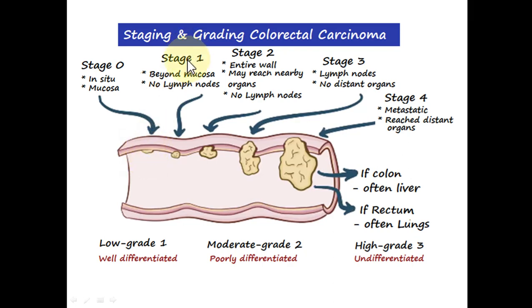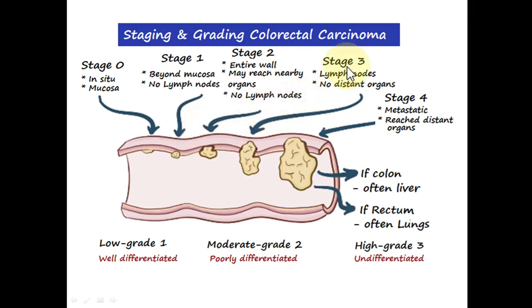But in stage 1, the cancer extends to the submucosa, beyond mucosa, but here again the lymph nodes are not involved. And again, surgical removal of the cancer can be more beneficial. In stage 2, the entire wall, mucosa, submucosa, muscular layer, and serosa, they are involved. But still here, there is no lymph node involvement. And again, surgical removal of the affected colon may be of more benefit.